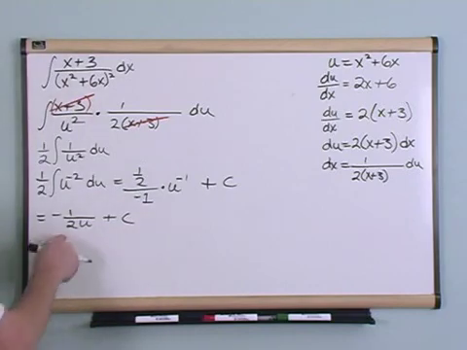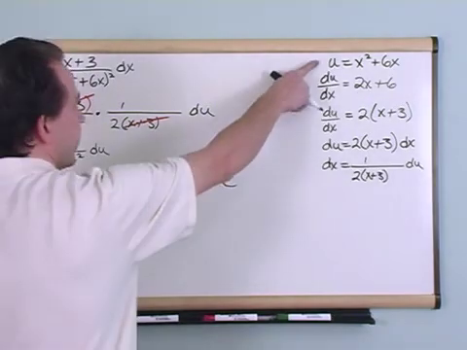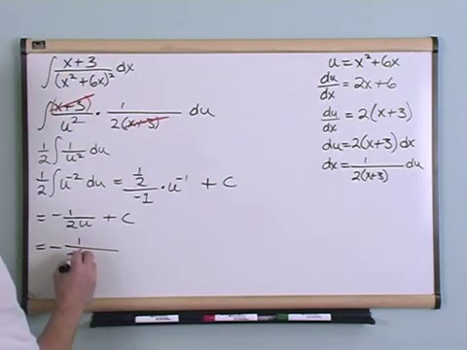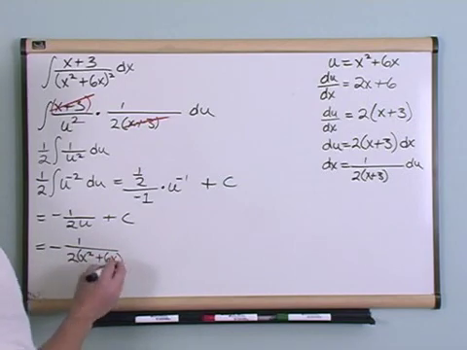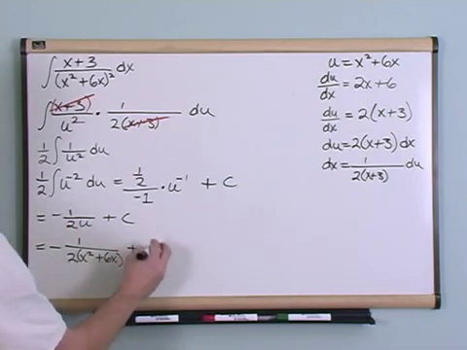Now you don't want to leave your answer in terms of u, so you just leave it in terms of x. Don't forget u is defined by this up here, so I'm going to put that right here, x squared plus 6x right there, plus a constant.